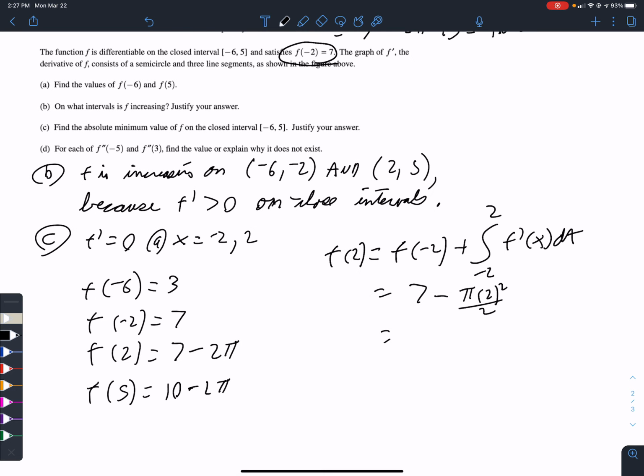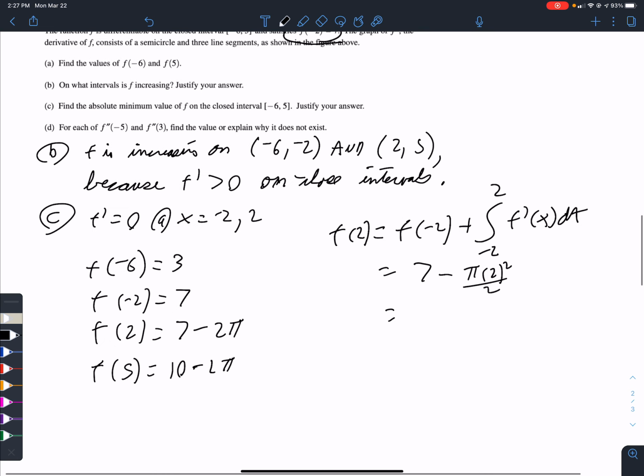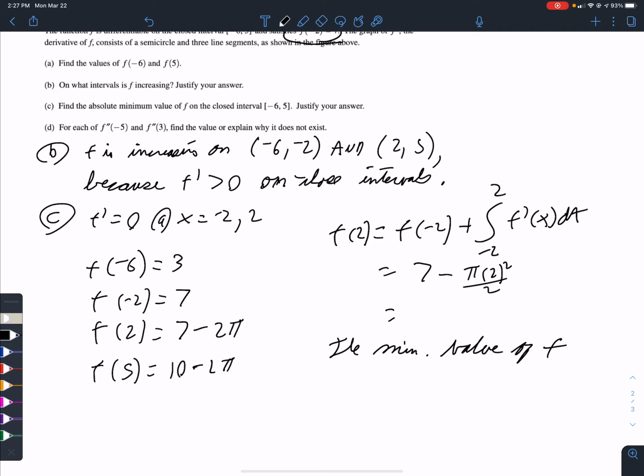And we are trying to find the absolute minimum. So pi is roughly 3, right? So that's going to be 6. 7 minus 6 is roughly 1. So that's going to be the smallest value. So the conclusion, the minimum value of f on the interval from -6 to 5 is 7 minus 2 pi. And that's it for part C, absolute minimum.